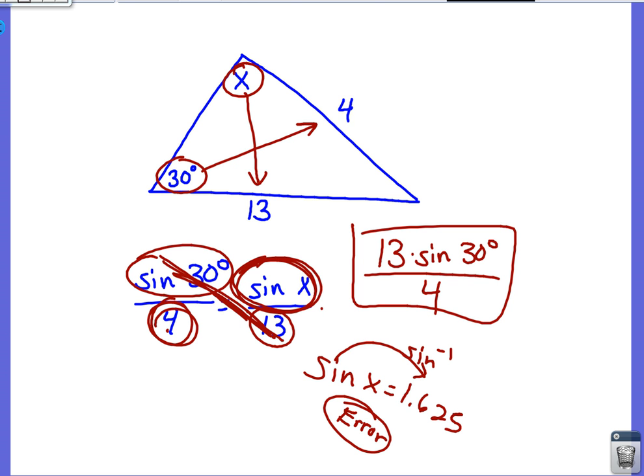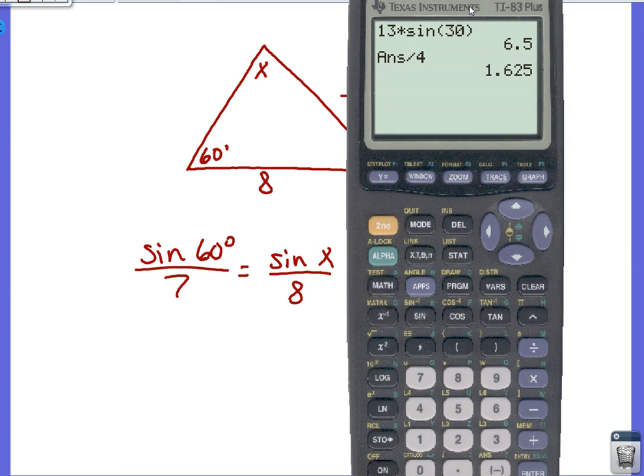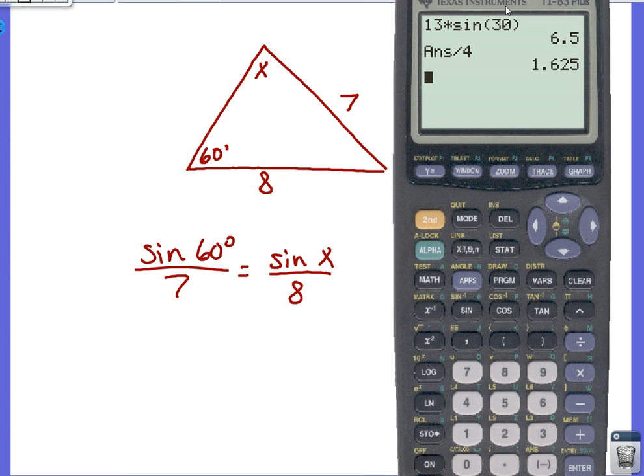So let's work another one of those where we actually do get an answer. Again, sine 60, and that's one of the common angles you'll memorize as well. Sine of 60 over 7 equals the sine of x over 8. The shortcut is this: you will type in 8 times sine 60, enter. Then you'll divide that by 7.